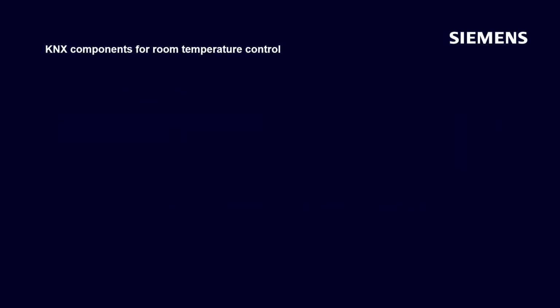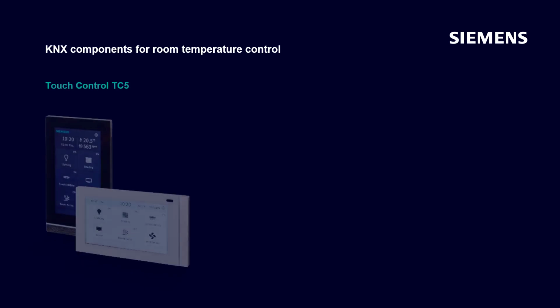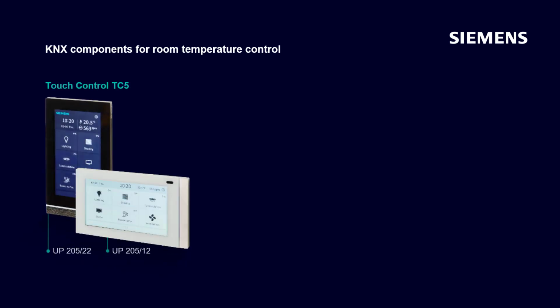Which KNX components are needed for room temperature control? A room thermostat or a room control unit is always required in the room. The beautifully designed, multifunctional touch control TC5 is used for this purpose. This has a 5-inch color touch display and is available in black or white. It can be installed horizontally or vertically. The display changes accordingly. The touch control has an internal room temperature sensor. This is included in the temperature detection in the application.